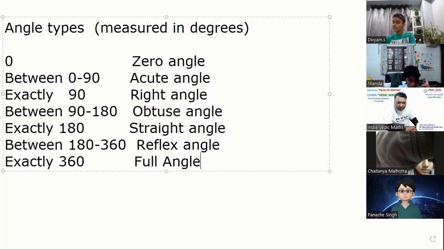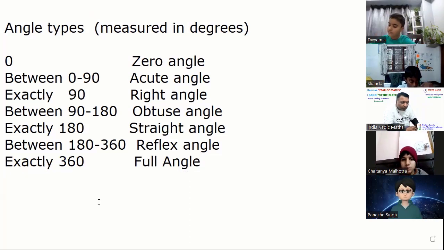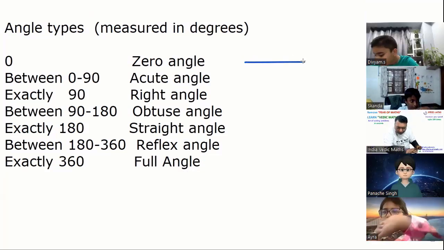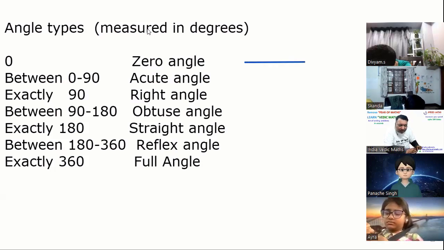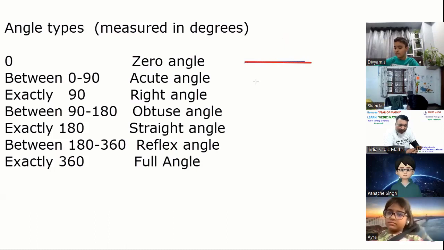Let's see how the angle looks in all these cases. Okay, I'll make a very small diagram. I want everyone to draw this. We'll always put a blue line as the baseline. This is the blue line, baseline. I'll always put a red line as the next line. A zero angle is like this, exactly one above the other. There is nothing between.